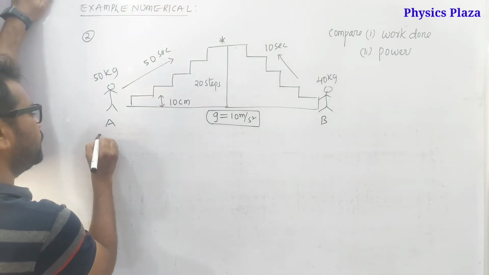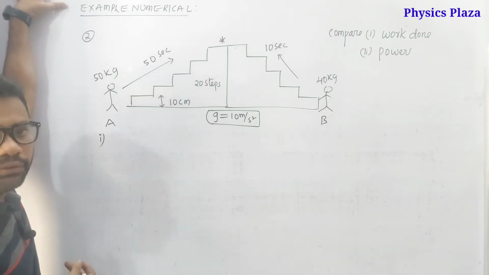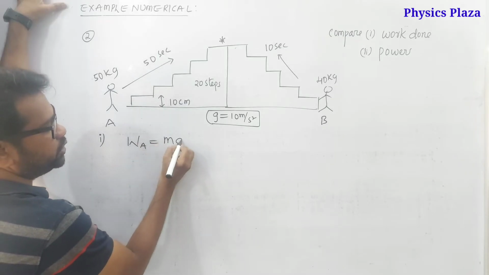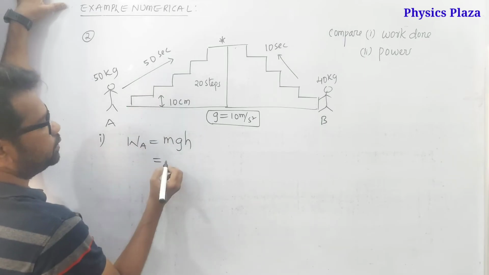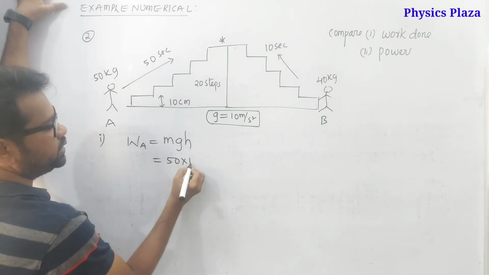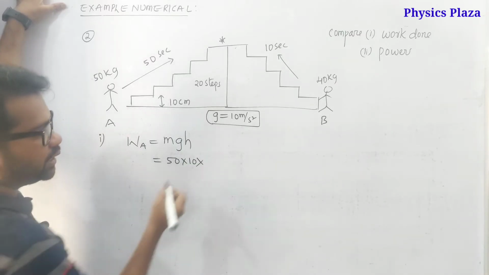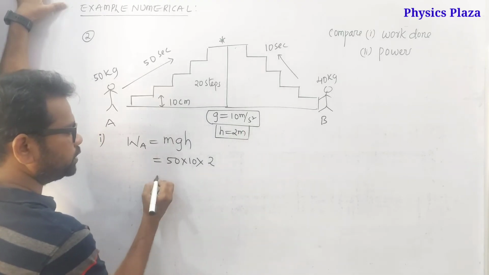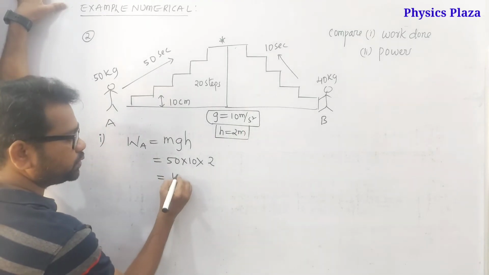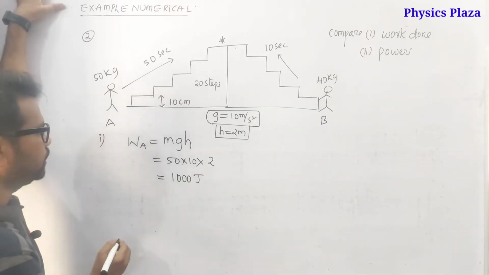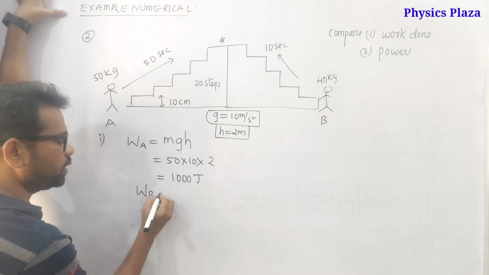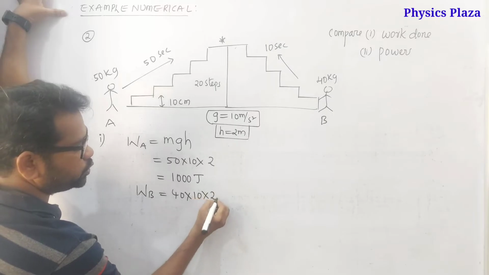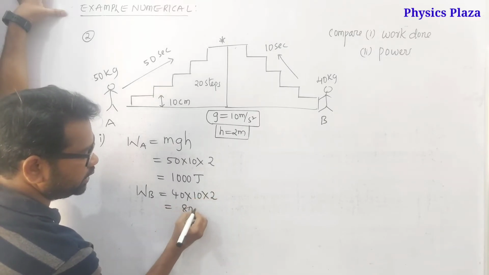So first, let us calculate the work done by both persons individually. Work done by A is mgh. So m is what, children, here? Mass of person A is 50, g is 10. Displacement we just calculated. How much did we get? h is equal to 2 meters. So this is going to be how much? 500 into 2, so it is 1000 joule. Now work done by person B similarly: mgh. Mass is how much? 40. g is 10. h is 2. This is going to be how much? It is 800 joule.